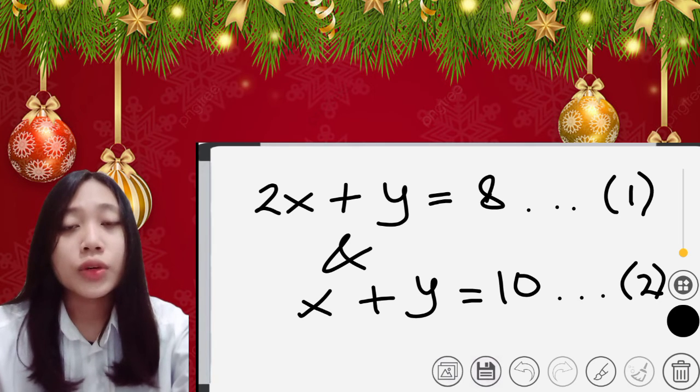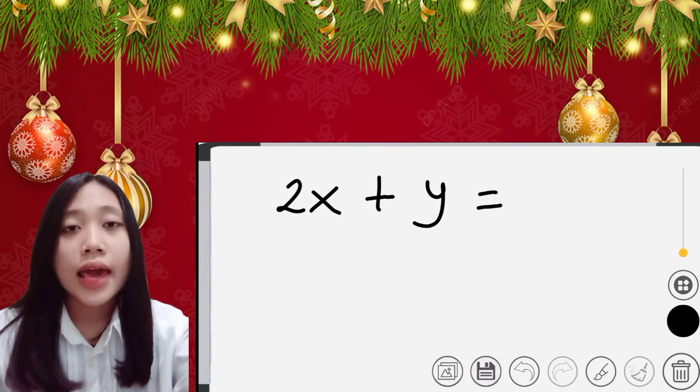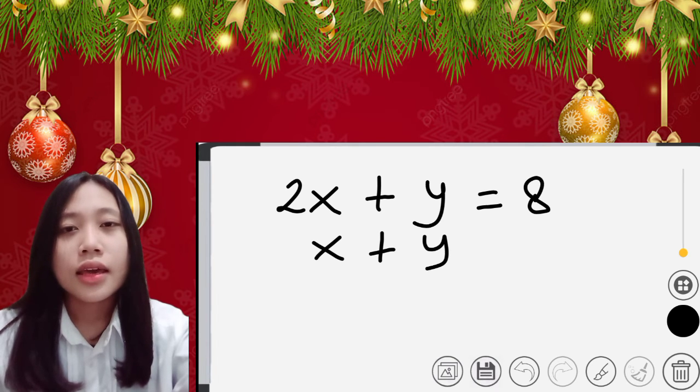Okay, let's take a look. The first step is elimination. Elimination aims to eliminate the variable x or variable y, provided that the number in front of the variable x or variable y must be the same, so that it can be eliminated. So now, we are going to eliminate the variable y by subtracting. Then, we can write 2x plus y equals 8 minus x plus y equals 10.